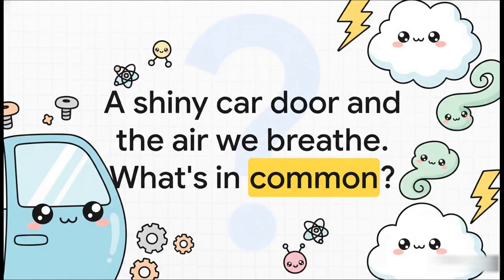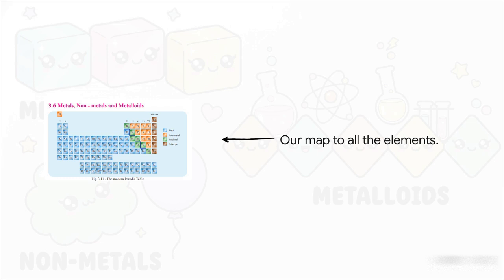So let's start with a bit of a riddle. What could a solid, shiny car door and the completely invisible air possibly have in common? It sounds like a trick question, right? But believe it or not, there's a deep connection between them. And the answer? It's all right here on the periodic table.